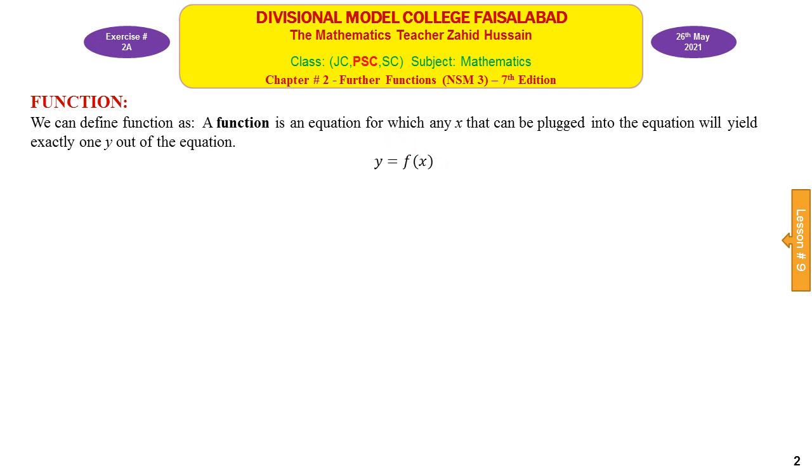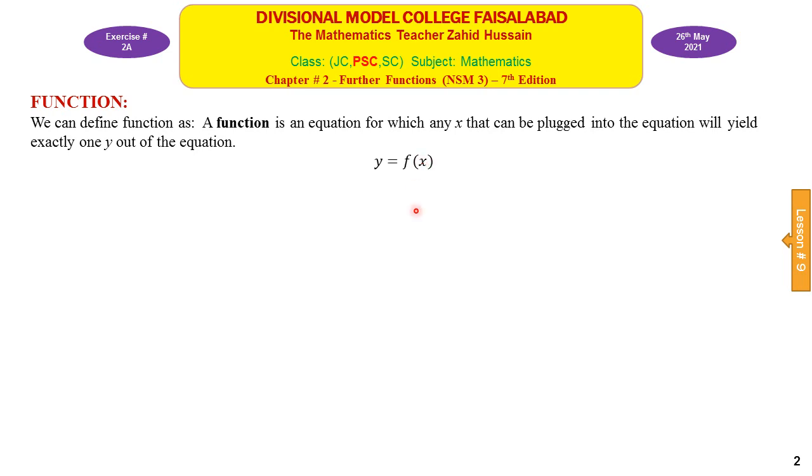In the previous book, we defined a function as a relation that assigns each and every element of set A to one and only one element of set B. That is, for every x, there should be one and only one value of y. The definition is slightly changed. We have written: an equation for which any x, if we put any value of x in the equation, we will get one value. If there is more than one value for one value of x, then that relation will not be a function.